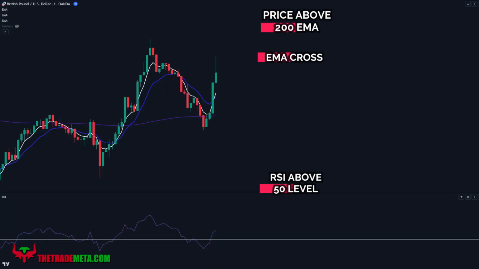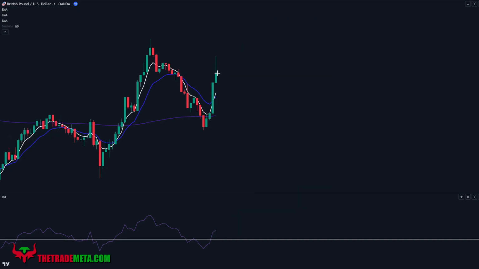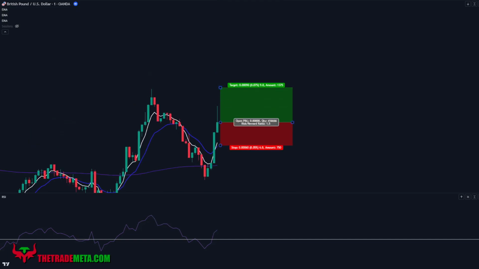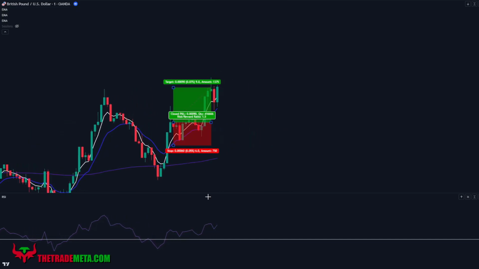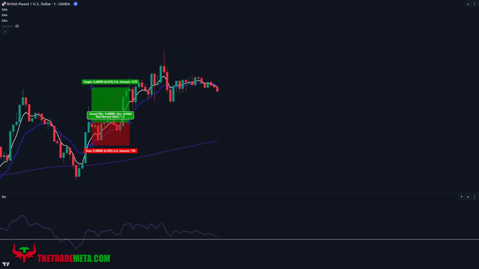Here we have another setup. Here are a few more setups on the same trend move.